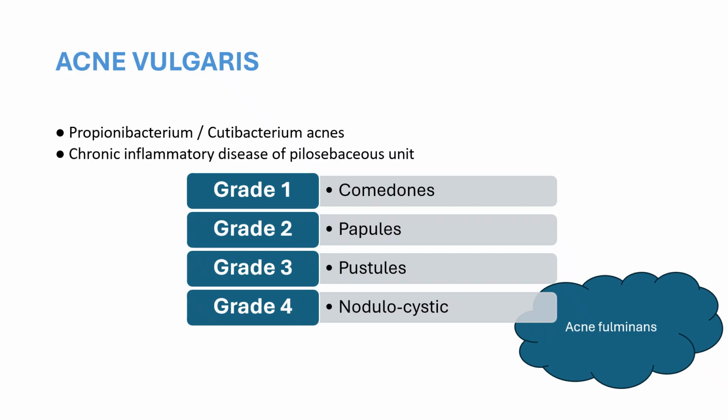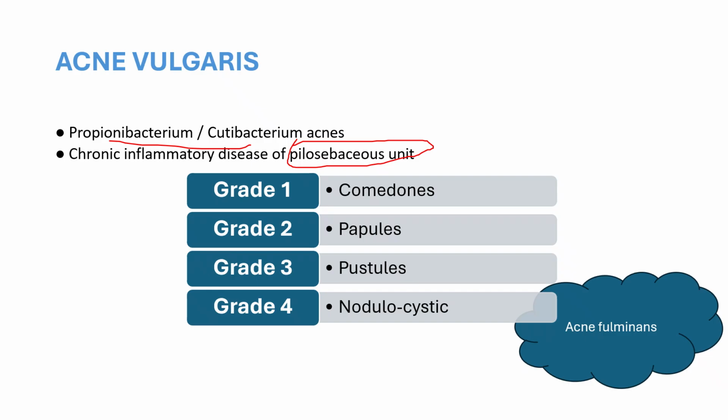Let's talk about acne vulgaris. The treatment of acne vulgaris for different grades is very, very important when it comes to the exam. Different MCQs have been asked previously. Acne vulgaris is caused by Propionibacterium or Cutibacterium acnes, and it's a chronic inflammatory disease of the pilosebaceous unit. What does that mean? Pilo means hair, sebaceous means the sebaceous gland. So it's the pilosebaceous unit which has been affected there.